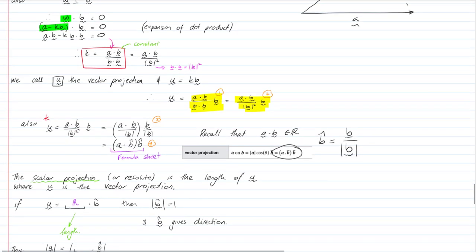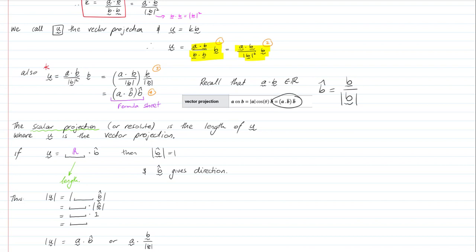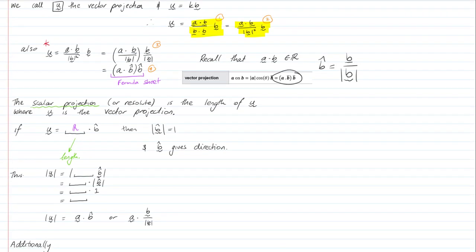The scalar projection, or the resolute, as it's sometimes called, so resolute and projection are kind of mathematical synonyms, but we tend to say the vector projection and the scalar resolute. So the scalar projection or resolute is the length of U. It's the length of the vector projection. So the scalar resolute is just the magnitude of the vector projection. So if U is equal to some real number times B hat.